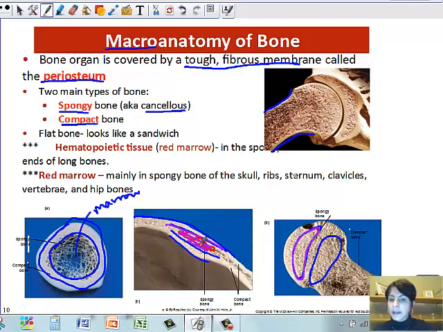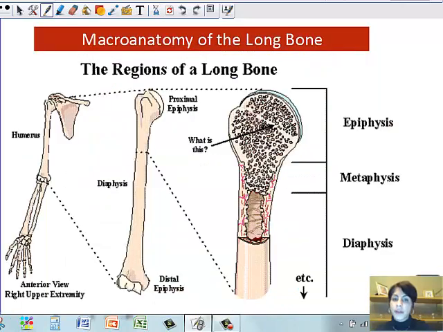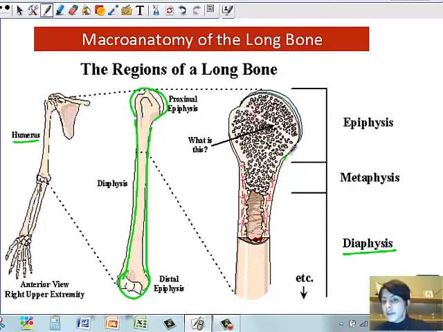Long bones are defined by very distinct regions. So if we take a look at the humerus and we zoom in, we see that it's made out of basically two bulbous ends and a long shaft. The shaft of a long bone is called the diaphysis. The ends of a long bone, where I said the red bone marrow is being made, they're called the epiphyses. The place where the diaphysis meets the epiphysis is called the metaphysis.